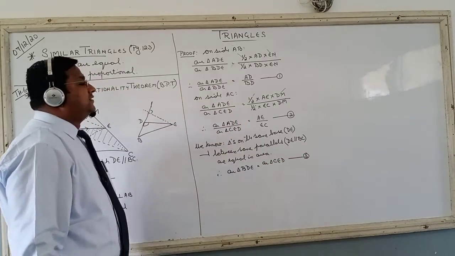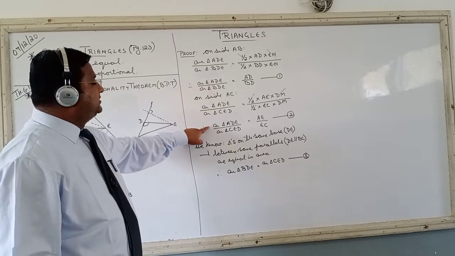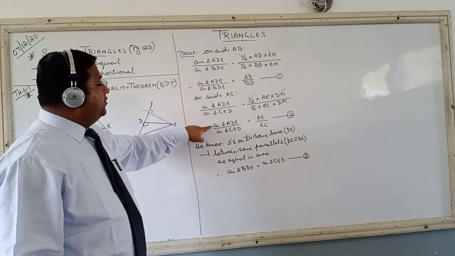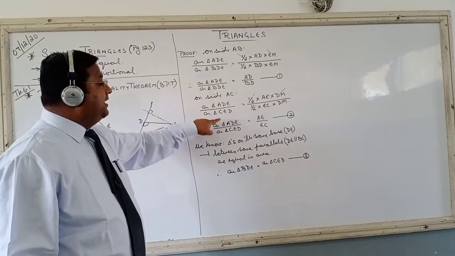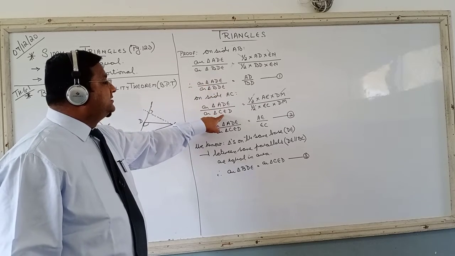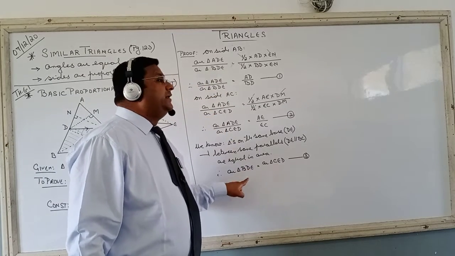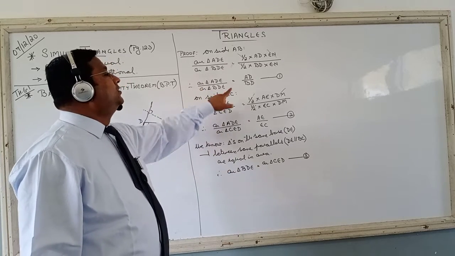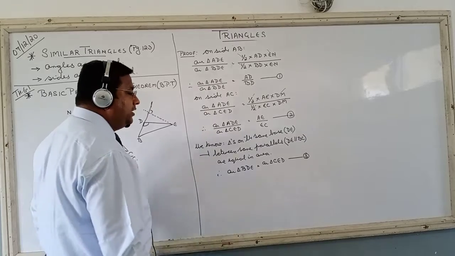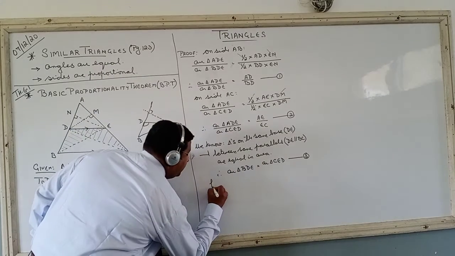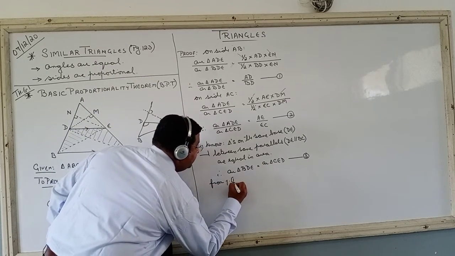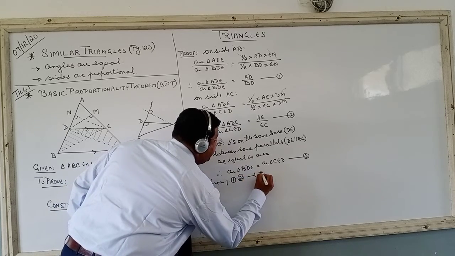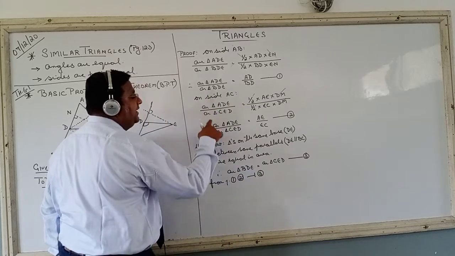Now check equation first, second, third. Is the numerator equal? Yes, ADE. Denominator BDE and CED. Is the denominator also equal in third? So from equation first, second, third, can we say left hand side is equal? So therefore right hand side is also equal. So from equation first, second and third, left hand side is equal.